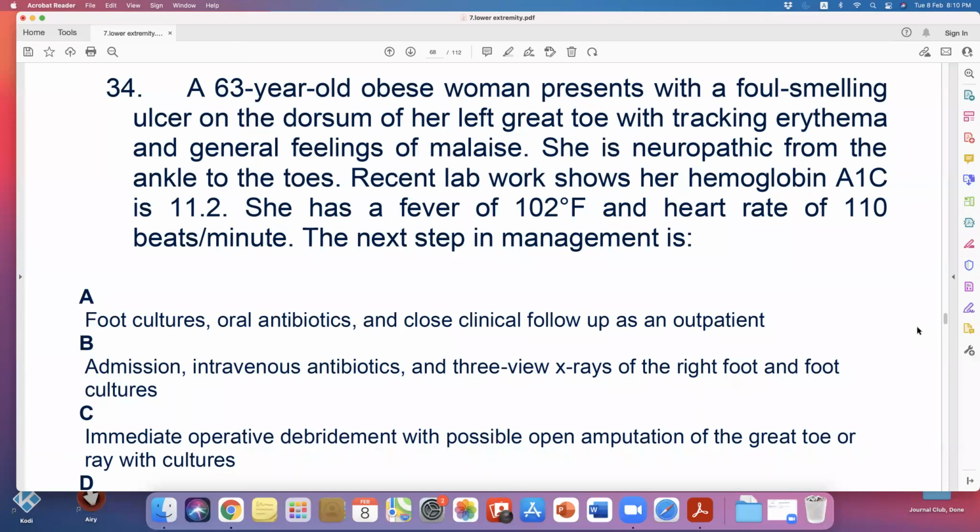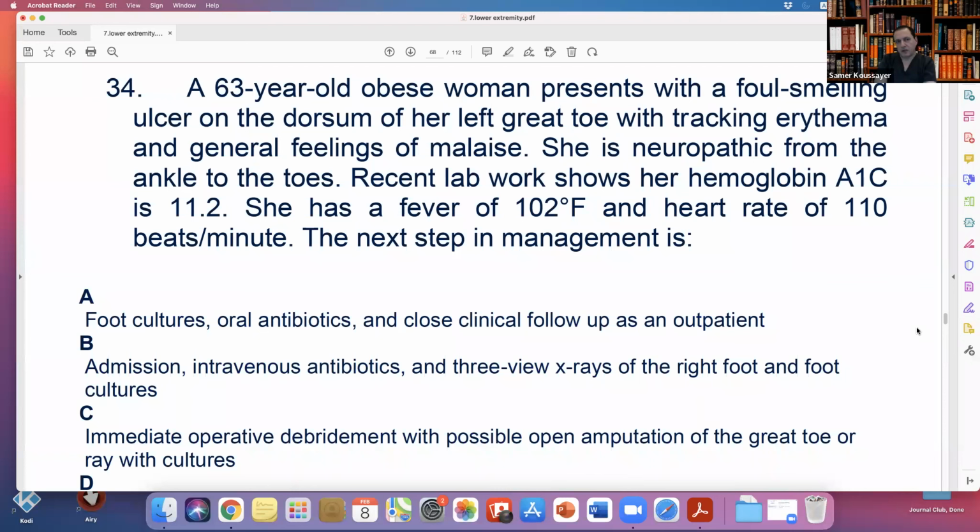The next step in management is, so she's an old lady with active infection, with sepsis almost. So she's febrile and tachycardic, leukocytosis with foul smell in the left great toe with cellulitis. So what do we do? Usually we have to admit and start IV antibiotics and take her for debridement plus or minus amputation of the big toe. That's true. That's it.